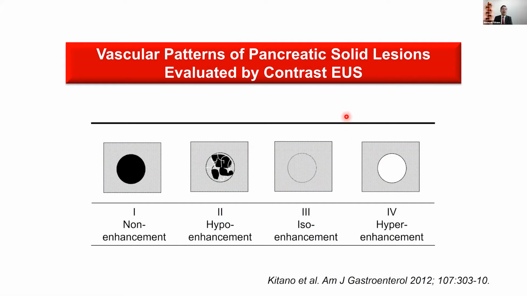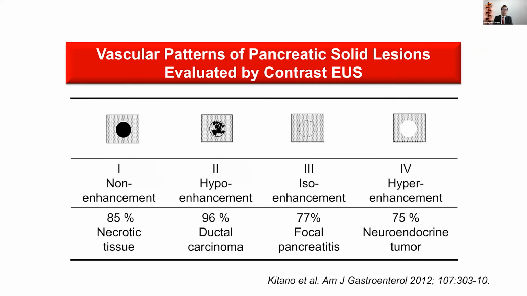We classified vascular patterns of pancreatic solid lesions into 4 patterns: non, hypo, iso, and hyper-enhancement. 96% of hypo-enhancement are ductal cancer. On the other hand, 75% of hyper-enhancement are neuroendocrine tumors.